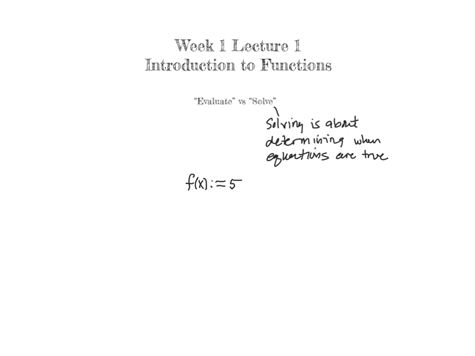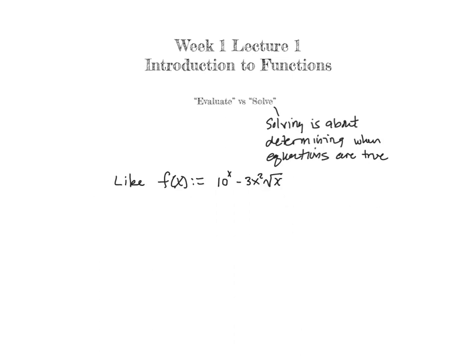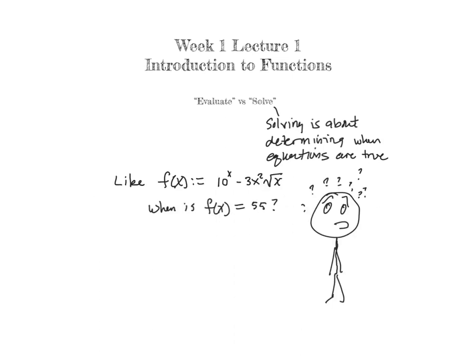For example, suppose we start with the constant function, f of x is defined to be 5. If we are asked to solve the equation, when does f of x equal 5, then all real numbers are solutions. And if we are asked to solve when does f of x equal 1, then there are no solutions. So f of x equals 5 is true for all real numbers, while f of x equals 1 is true for no real numbers. When we work with more complicated functions and need to solve, this is where we need robust algebra skills.